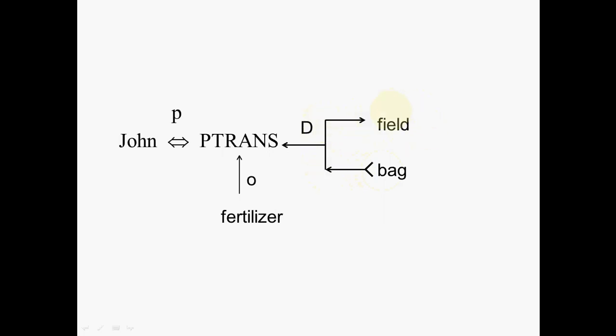So this entire CD representation tells you that John has physically transferred an object, that is fertilizer, from the bag onto the field, and P here stands for past tense. He has already done this activity. D here stands for destination relation. It just tells you that fertilizer now is moved from the bag into the field. So this is the representation.